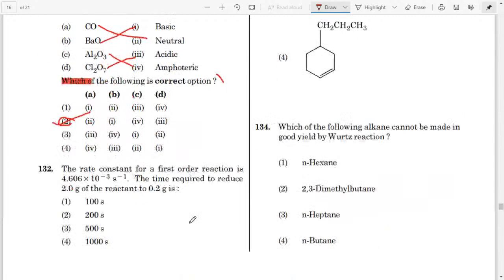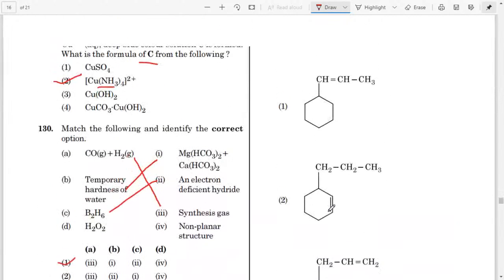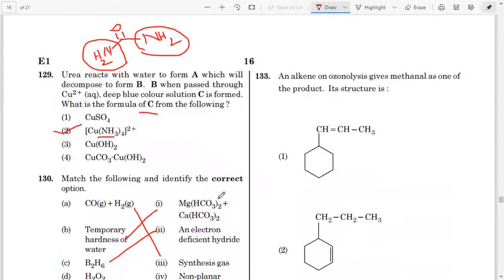Next, the rate constant for a first order reaction is 4.606 into 10 to the power minus 3 per second. The time required to reduce 2 grams of the reactant to 0.2 grams. So what do you get? 500 seconds, isn't it? So the option number 3 is the correct option, students. Next, this is a very straightforward question, students.